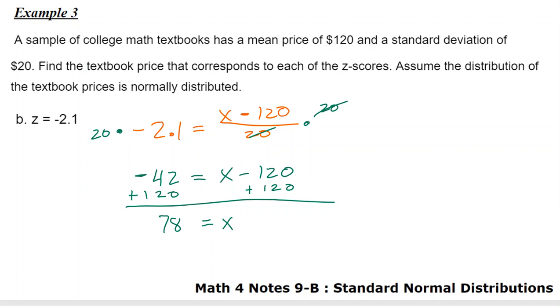All right, think about it. Negative 2.1 is the z-score. So if I started from the mean of 120, negative 1 standard deviation would be 100. Negative 2 standard deviations would be 80. And this supposedly lives just beyond that, which, 78, sounds reasonable.